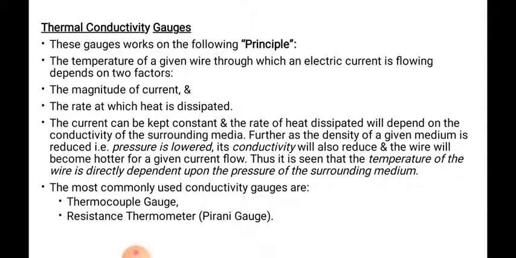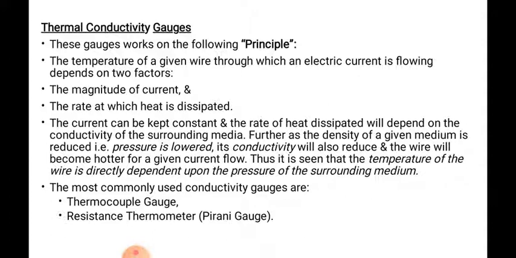The magnitude of the current, means how much current is flowing through the wire, and the rate at which the heat is dissipated, means in how much time the heat is dissipated to the atmosphere. Okay, on these two factors, the temperature of a given wire through which the electric current is flowing depends.